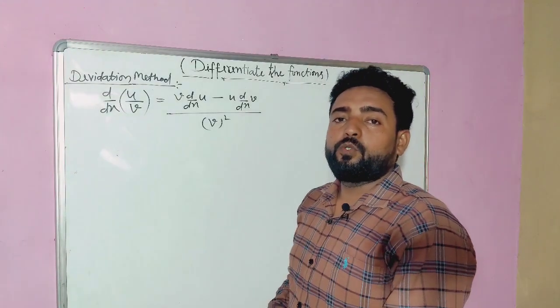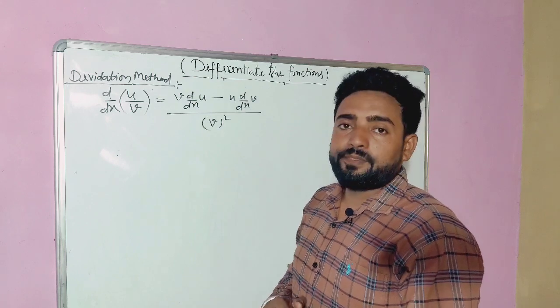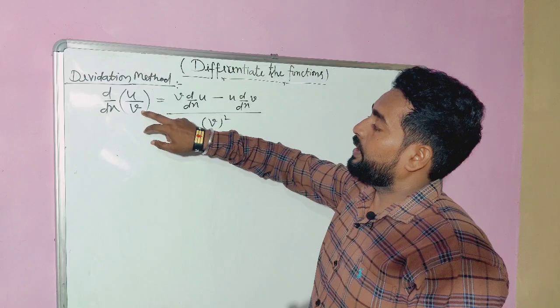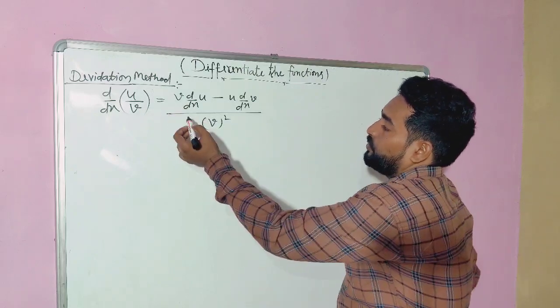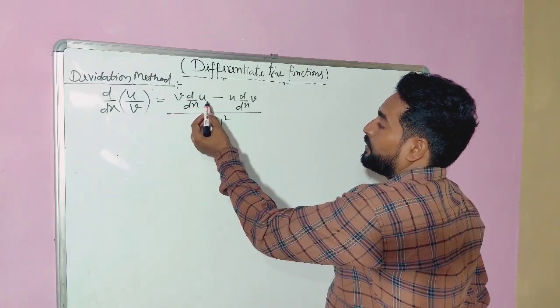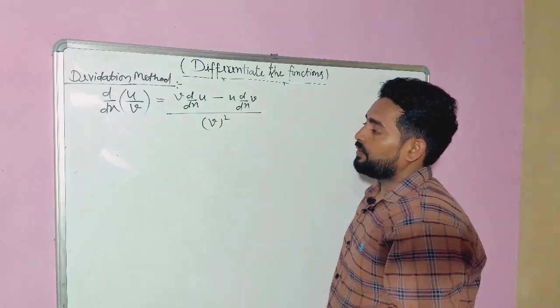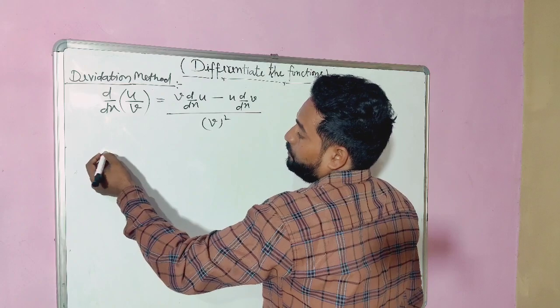So friends, now we know about the division method of differentiation, d upon dx u upon v. u is the numerator and v is the denominator. So the formula is denominator d upon dx numerator minus numerator d upon dx denominator, upon denominator whole square. So let's find some examples.